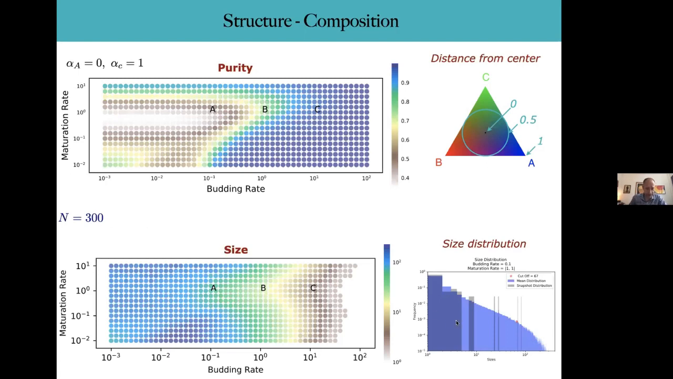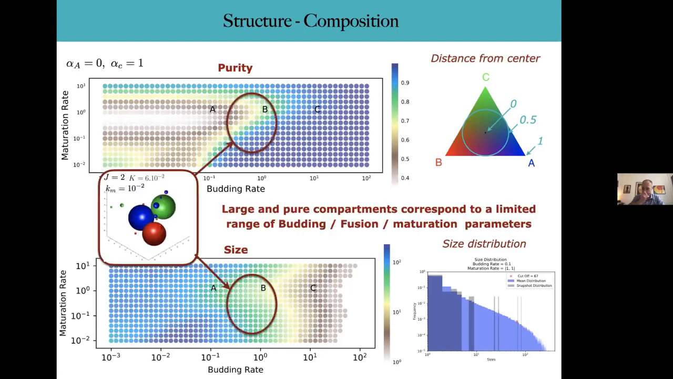Regarding the size, this is a typical size distribution we have. You can characterize an average size, and this is how the average size depends on the budding rate and maturation rate. As you can see here, the size mostly depends on the budding rate, not so much on the maturation rate, a little bit. But basically, if you increase the budding rate, you decrease the size. If you decrease the budding rate, you increase the size, as we expect.